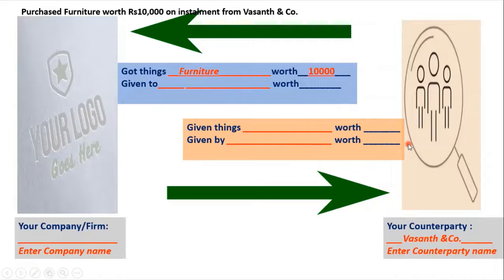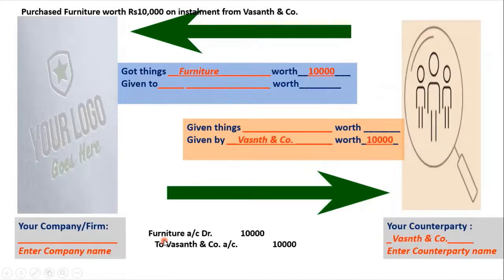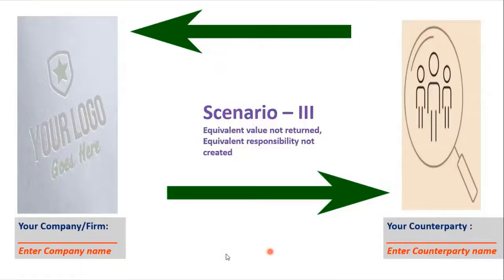A responsibility arises. Since we are responsible to repay Vasant & Co., we can mention the counterparty name in the credit line, Vasant & Co., worth 10,000. If we do that, then our journal entry is over. So what is the journal entry? Furniture account debit to Vasant & Co. account 10,000.